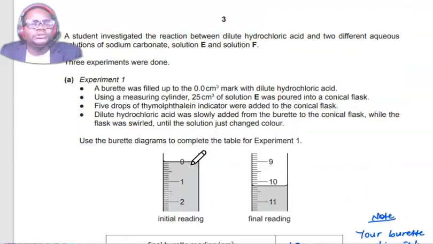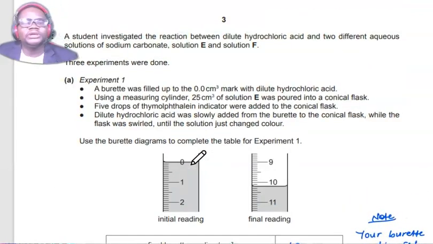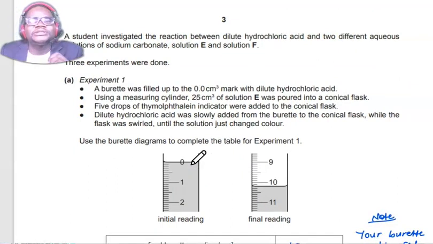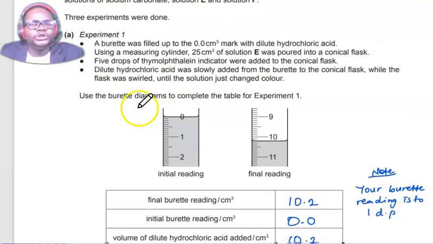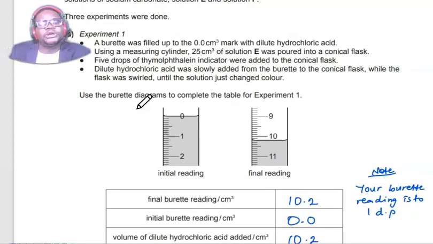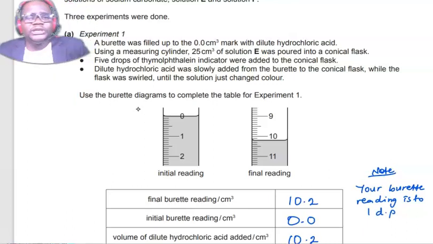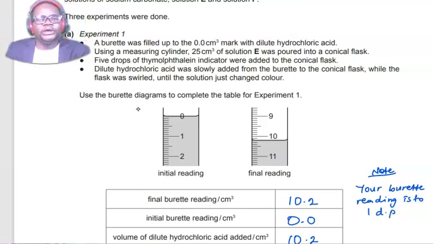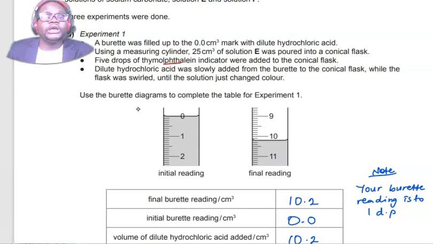Okay, so let's look at question 2. A student investigated the reaction between dilute hydrochloric acid and 2 different aqueous solutions of sodium carbonate, solution E and F. So study your experiment properly. When you have 2 or 3 sets of experiment, just find out which variable changed in the experiment. Now, in this particular experiment, a burette was filled with hydrochloric acid. Okay, a measuring cylinder was used to take solution E and poured into the conical flask. Okay, phenolphthalein indicator was used here.